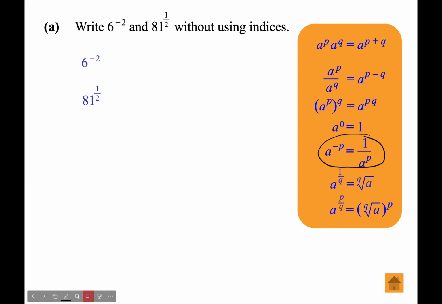A to the power of minus p is 1 over a to the power of plus p. So I can say 6 to the power of minus 2 is 1 over 6 to the power of plus 2, which is of course 1 over 36. Then if I have a to the power of 1 over q, it's the q root of a. Okay, so 81 to the power of a half would be the second root of 81, or obviously more typically as we call it, the square root of 81, which would be 9.